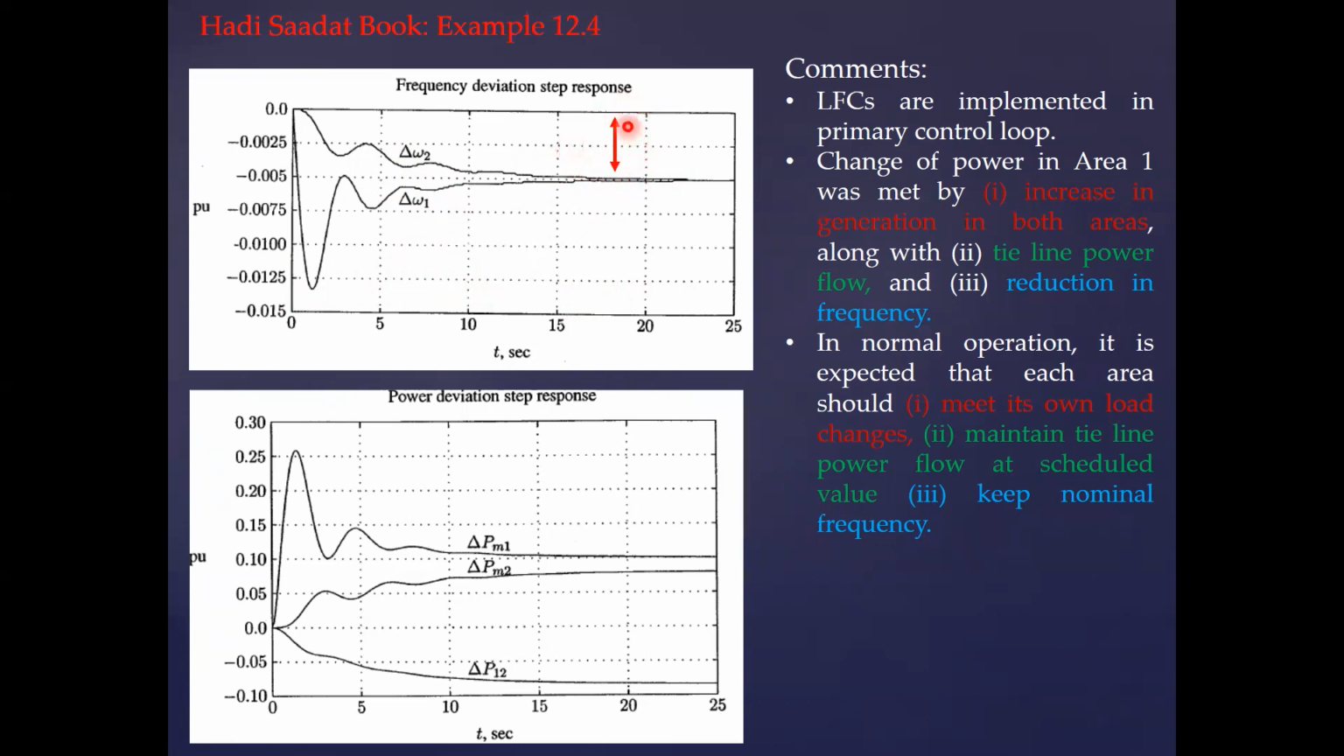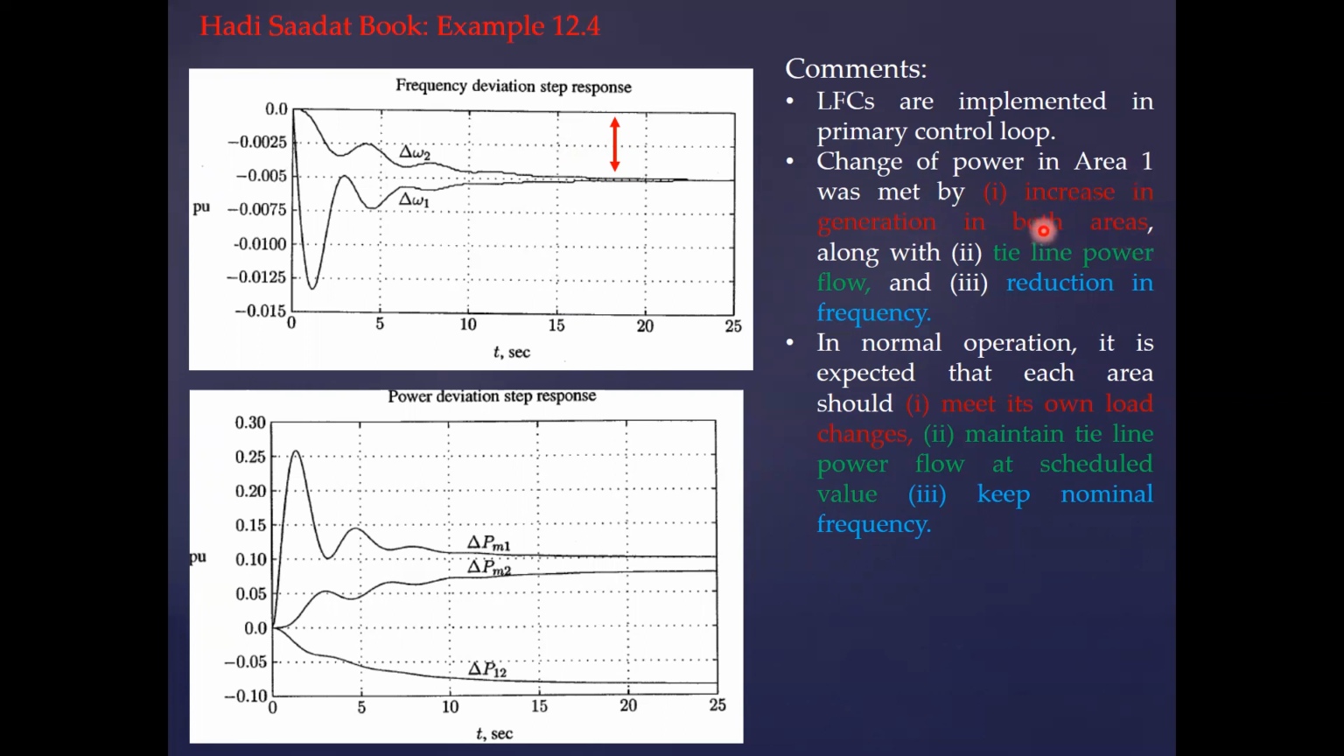And here we have shown the change in the turbine power for the two areas, and the change in the power flow through the tie line. Out of this, some comments are given here. You have the LFC in the primary control loop. You have the change in the power from area 1, and that was met by an increase in the generation in both areas.